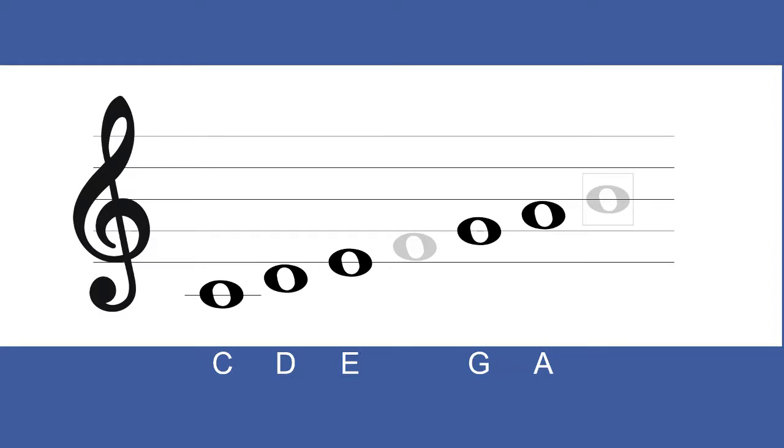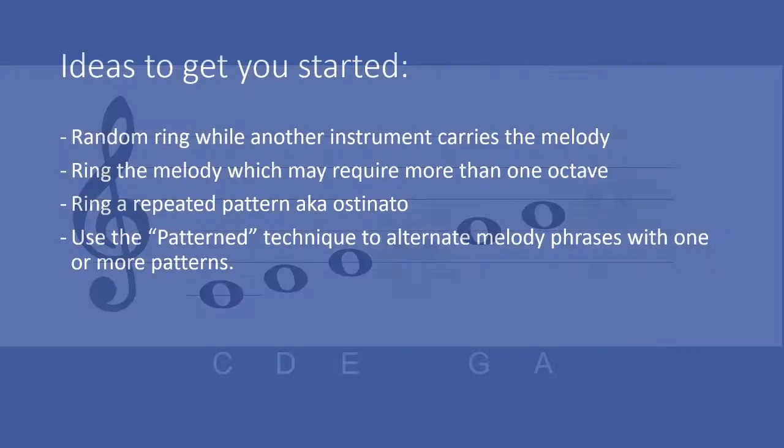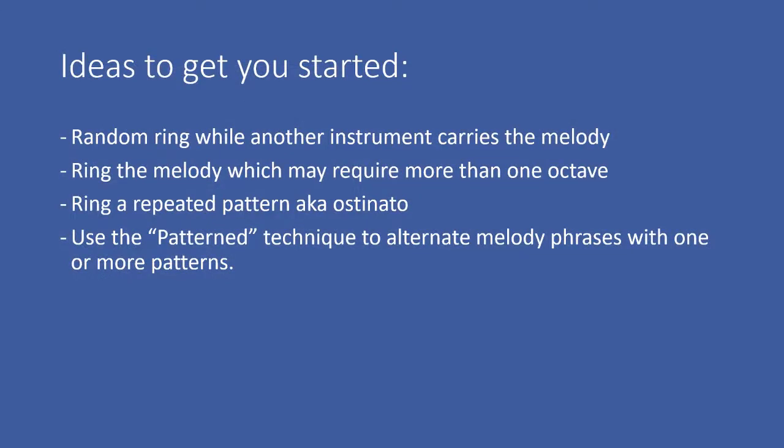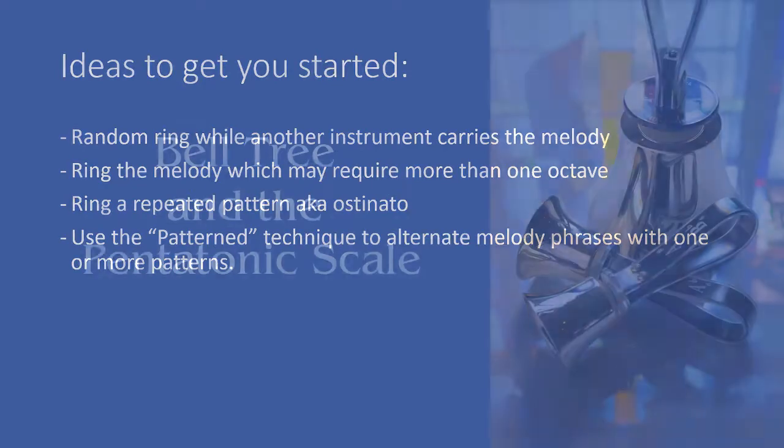For example, I can do a variety of variations on Amazing Grace. I can random ring any of these notes while another instrument carries the melody. I could ring the melody, which may require more than 1 octave. I could ring a repeated pattern that's also known as an ostinato. I could use a patterned technique to alternate melody phrases with 1 or more patterns.